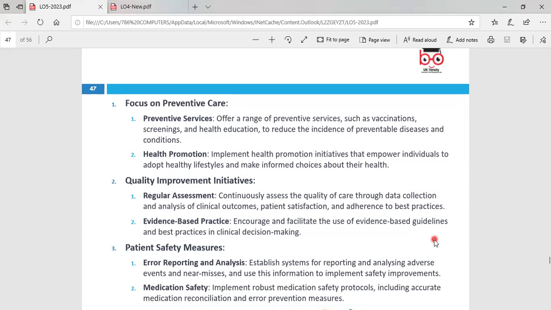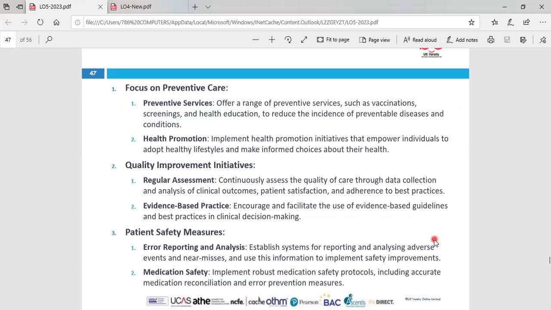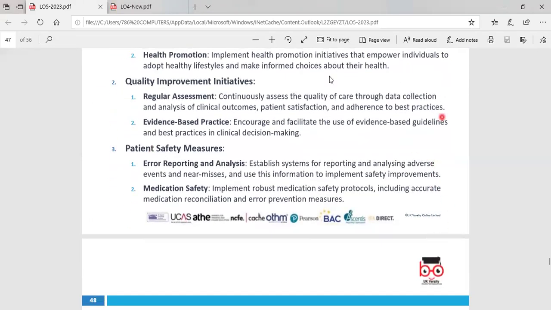Evidence-based practice. All your practices, whatever decisions you're making, should always be evidence-based, which would then give you more transparency and give you better frameworks to follow. Patient safety measures. So you're reporting errors and analyzing. These are all very important to reduce the chances of error happening again.